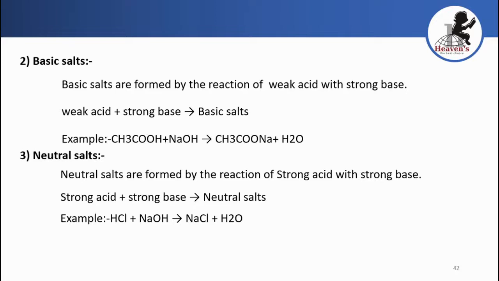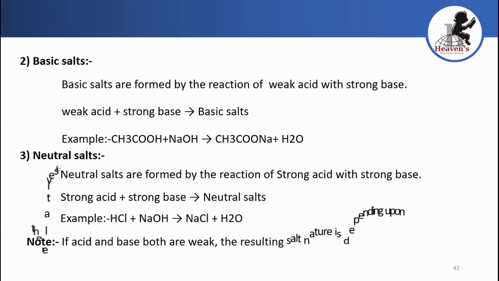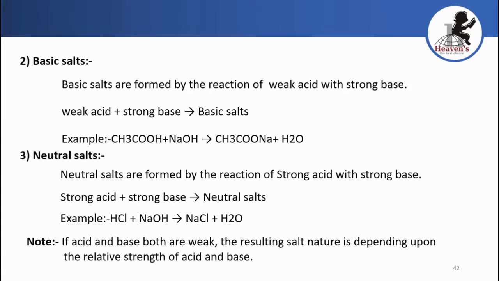So now, how acidic salts, basic salts, and neutral salts are formed depends upon the strength of the acid and base. And note, if the acid and base are both weak, the nature of the resulting salt depends upon the relative strength of the acid and base.